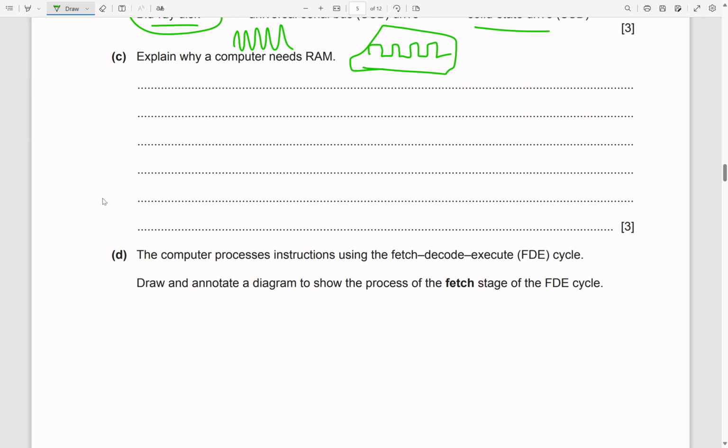Right, then we want to explain why a computer needs RAM. Okay, so RAM is going to be temporary storage, and it's where the currently used programs or processes and data are loaded into. And I think we can also say it's going to be faster, because a computer can't directly access things from secondary storage.